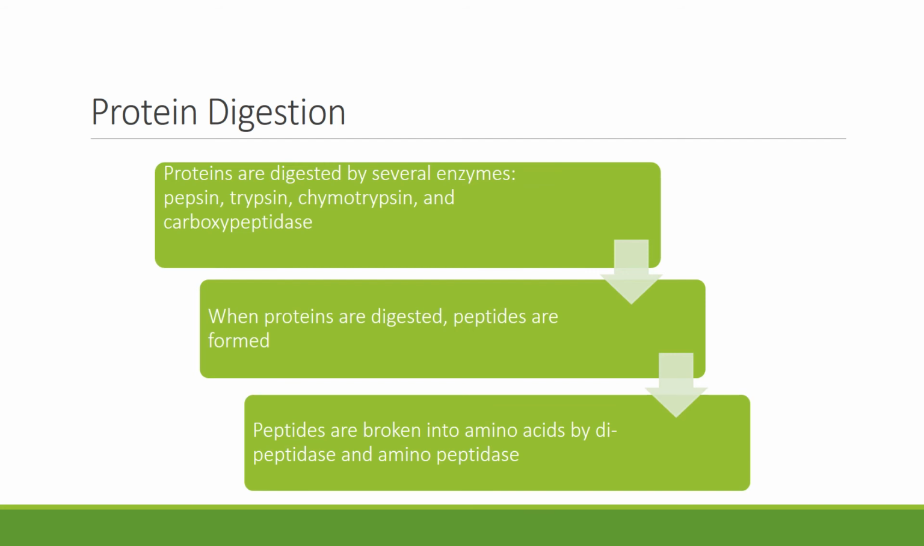Now let's look at the processes of protein digestion and absorption. Proteins are digested into shorter peptides by the enzymes pepsin, trypsin, chymotrypsin, and carboxypeptidase. These peptides then are broken into amino acids by dipeptidase and aminopeptidase.